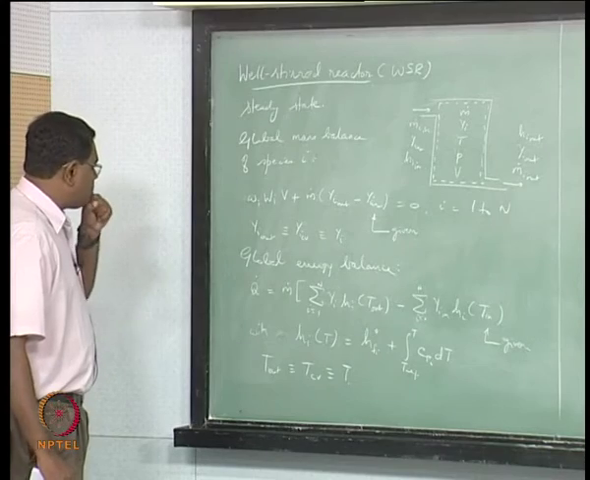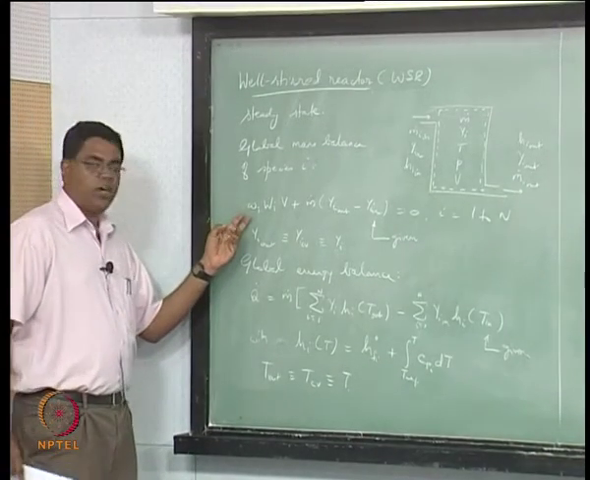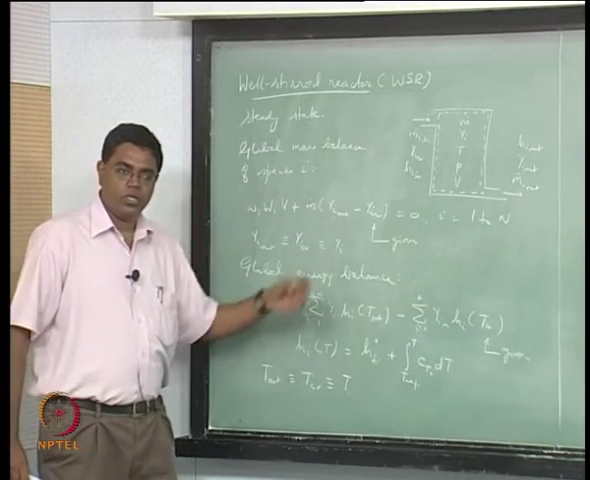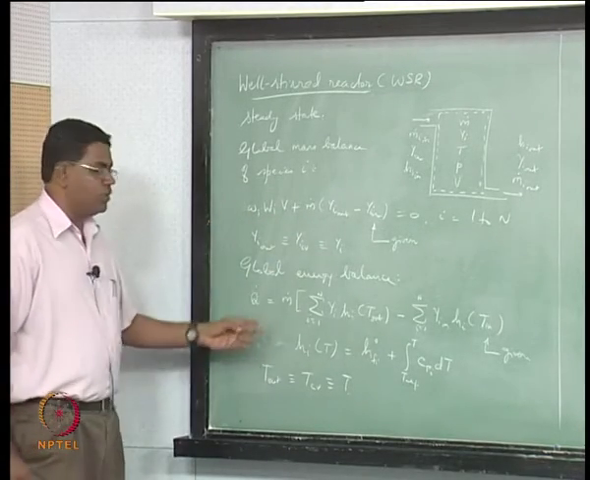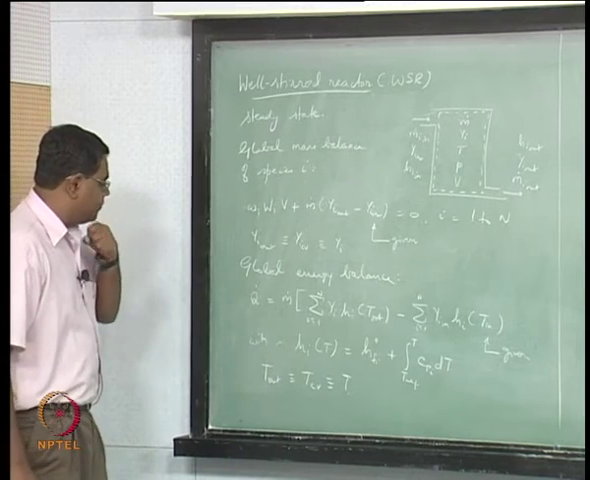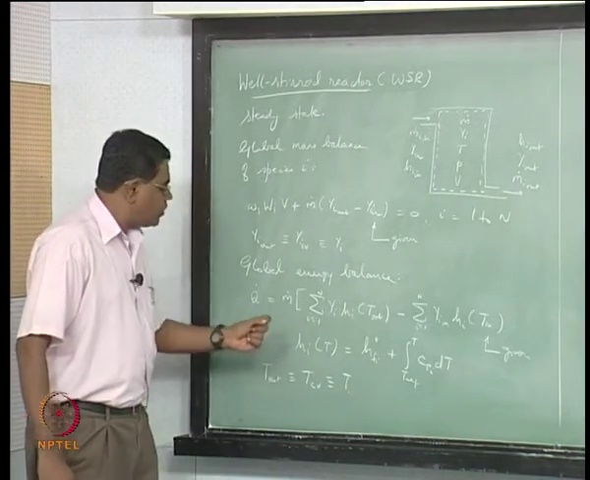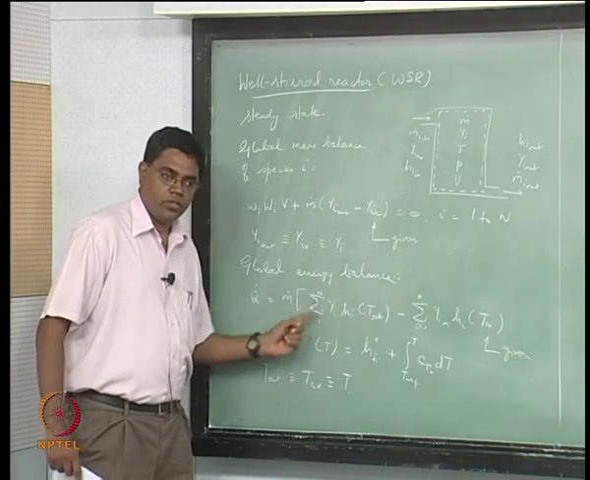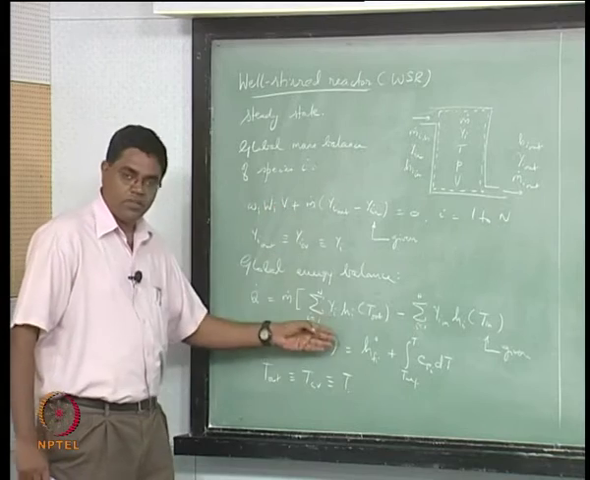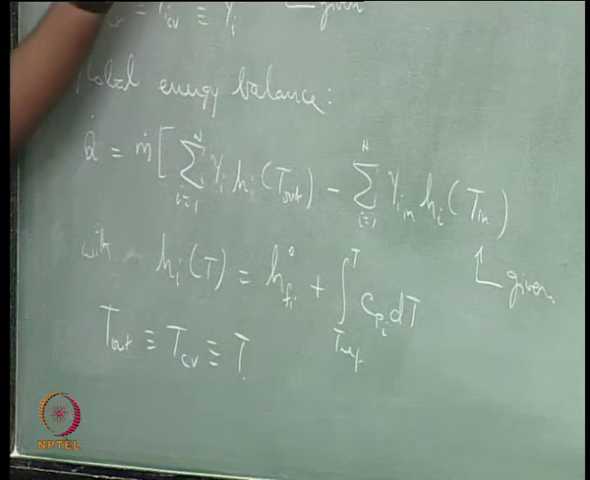But then we also understand that omega i is going to be a function of temperature, therefore we need another equation to close this, which is the global energy balance. And the global energy balance again involves the yi's, so it is coupled with this one. So unless you solve this, we can't solve this. Unless we solve this, we can't solve that.